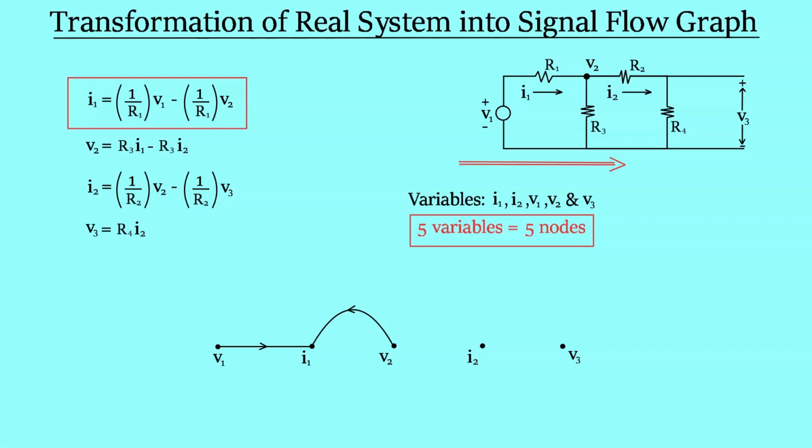So one thing is for sure, at least one incoming branch from both the nodes V2 and V1 has to be present at node I1, which I have done already. Now next part will be to assign the branch gains. That is also very simple. It is written in the equation itself.